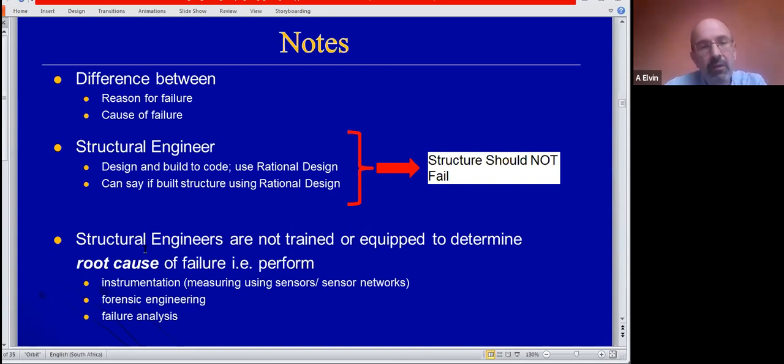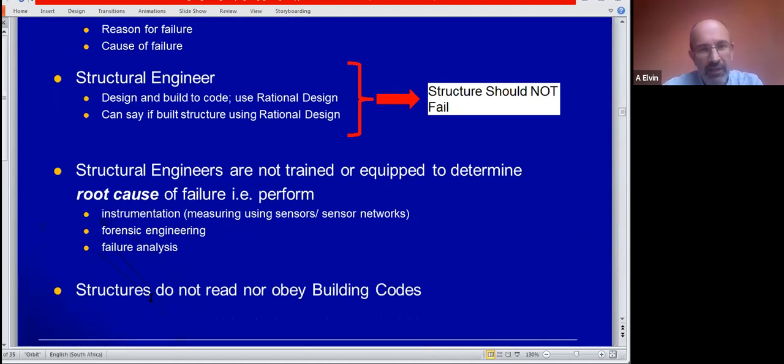In order to determine why a structure failed, we need to do sensor monitoring, instrumentation, measurements, and then forensic engineering, which most of us are not educated to perform, and then do something called failure analysis. This has got nothing to do with codes and building standard violations. Structures follow the laws of physics. We structural engineers follow codes, and the code and the regulations are not necessarily obeying the laws of physics. All right.